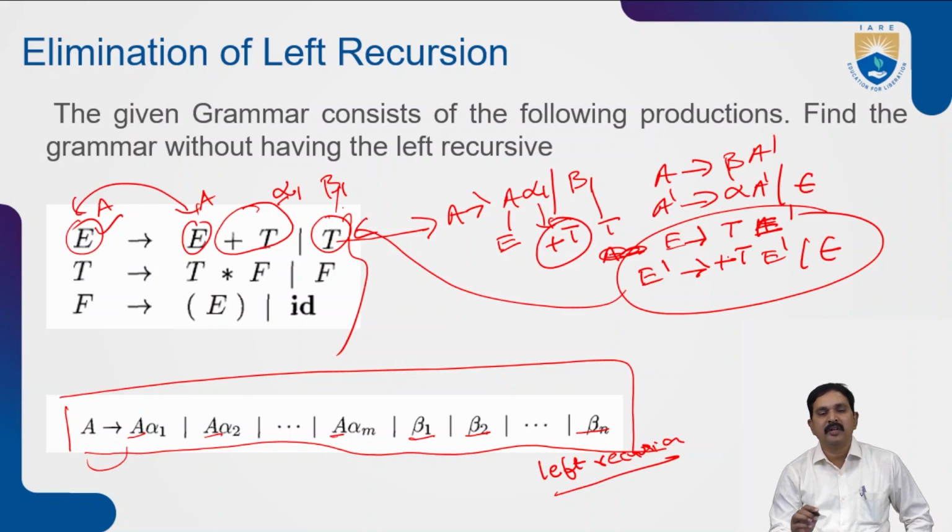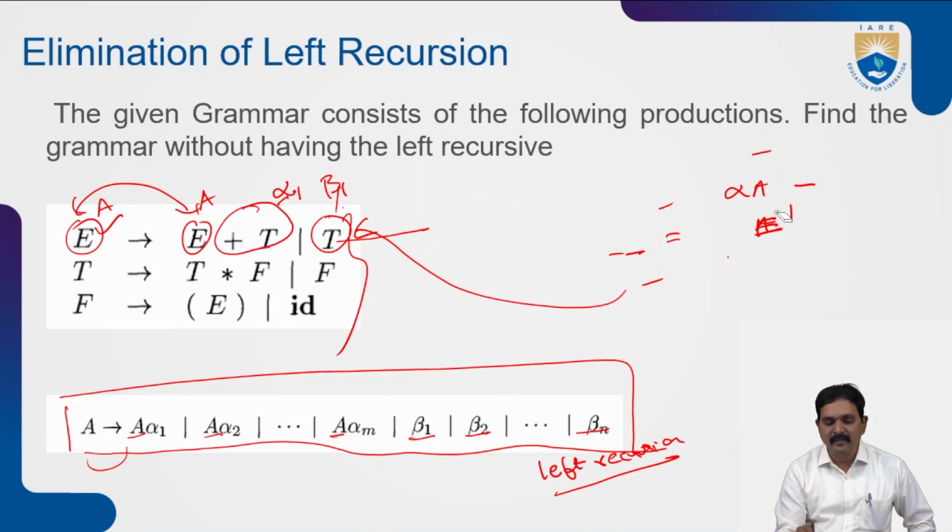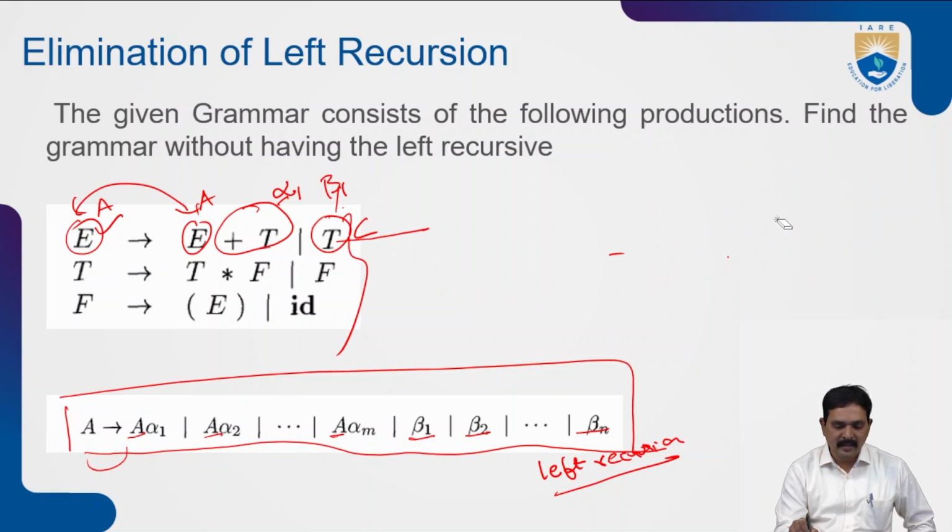Like that, you should convert left recursive productions into non-left recursive productions. As per the syntax, if the production is of the form A implies A alpha 1 slash beta 1, then the new productions after removing this left recursion are A implies beta A dash, and A dash implies alpha A dash slash null. This is the common idea you follow for elimination of left recursion. Similarly, I will try another example.